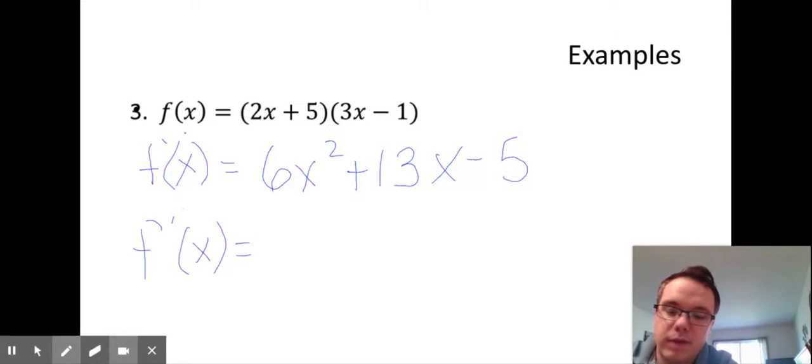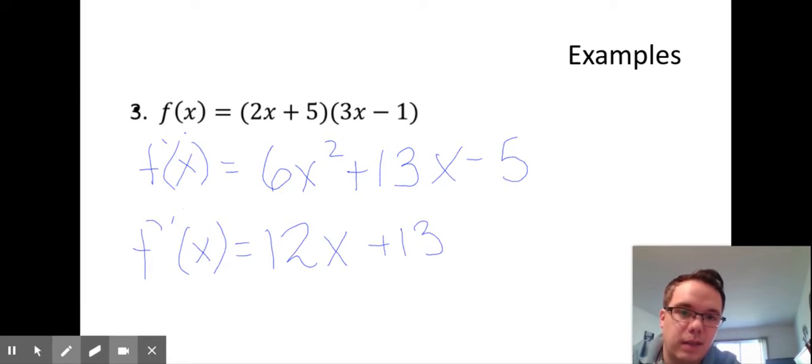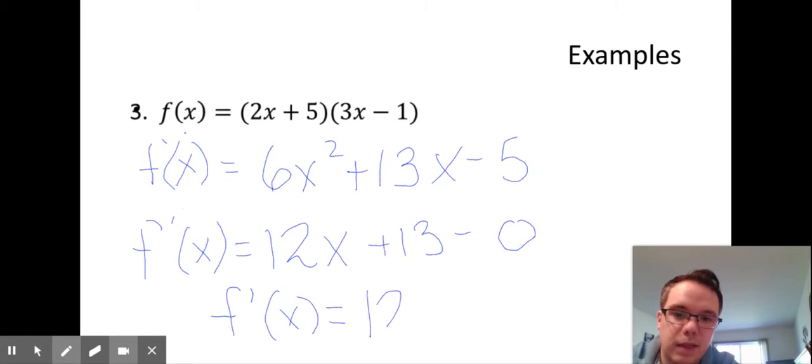So the derivative of 6x squared, if we bring our 2 down and multiply it by our 6, we get 12, and then x to the 2 minus 1 is the first. If we bring our 1 down, it's 13. And x to the 0, remember, is just 1, minus 0. So our derivative for our problem here ends up being 12x plus 13.